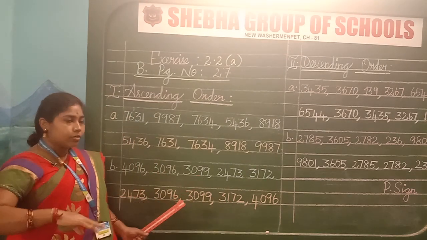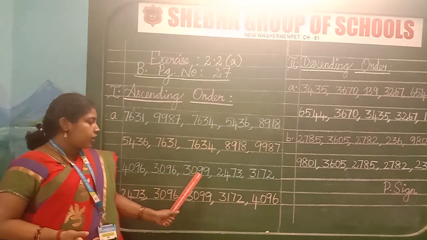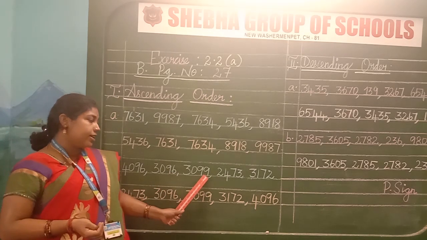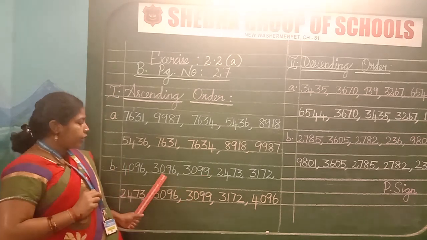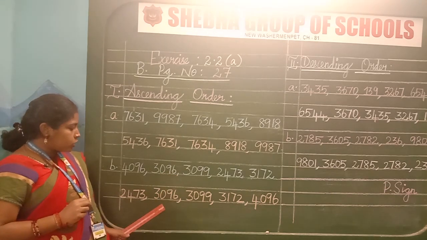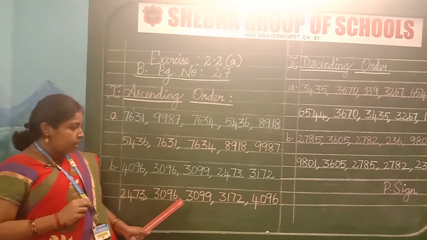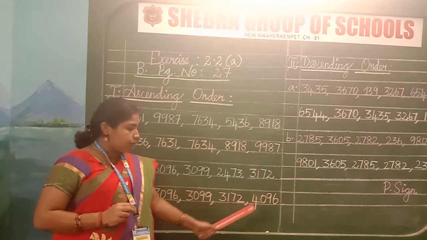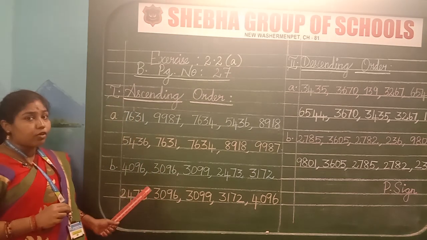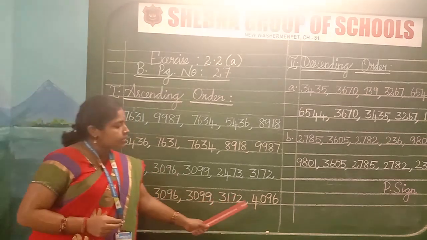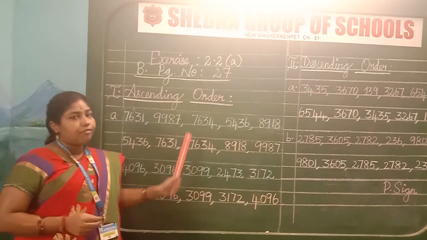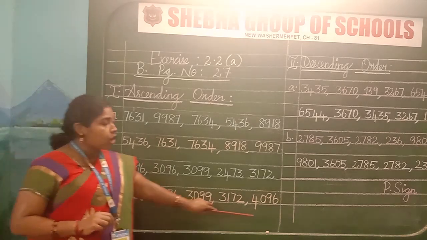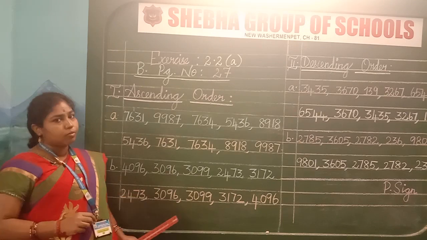What we have to do? See the third digit, here also 9, here also 9. What we have to do? See the fourth digit, here 6, here 9. Which one is smaller? 3096. 6 is smaller, so write 3096, comma, 3099, comma, and 3172, comma, and the last leftover number is 4096. After writing this, children, sharpen your pencil, take your ruler, draw a line after finishing this first Roman letter.